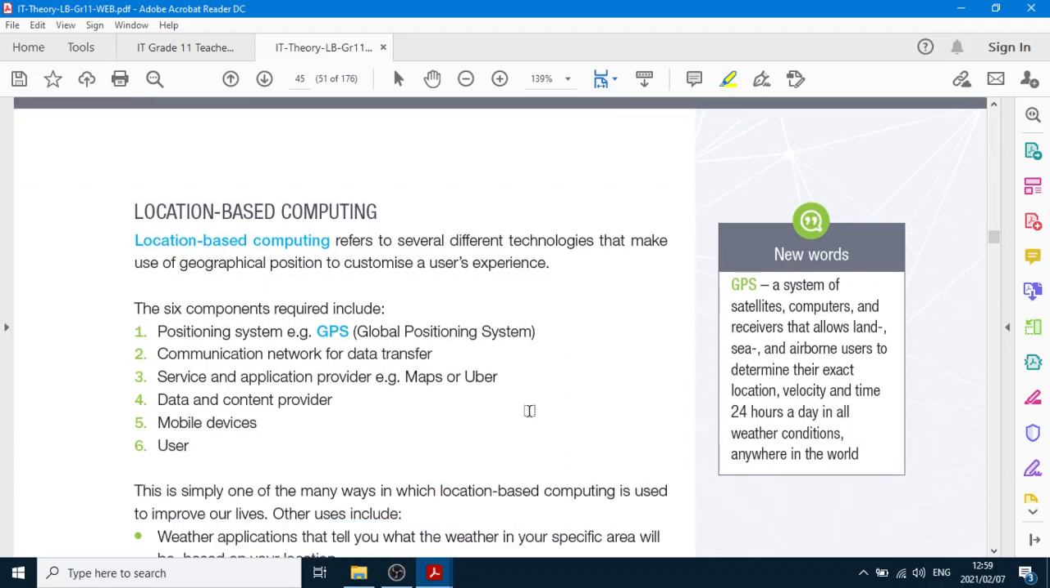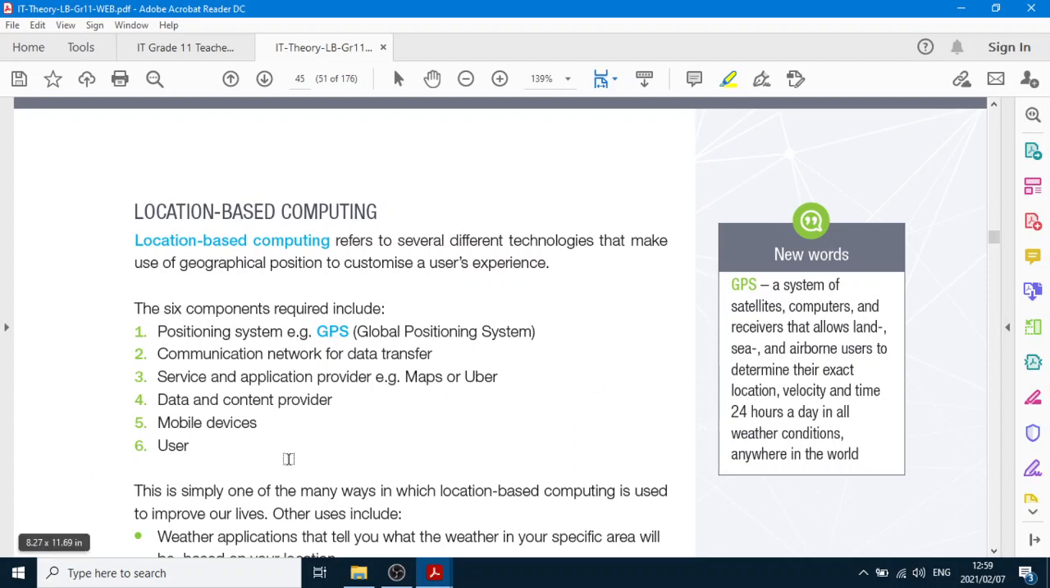So components: your GPS system, a system of satellites, computers and receivers that allow land, and so on. A whole lot of things. That's the whole system. There is your definition over there.